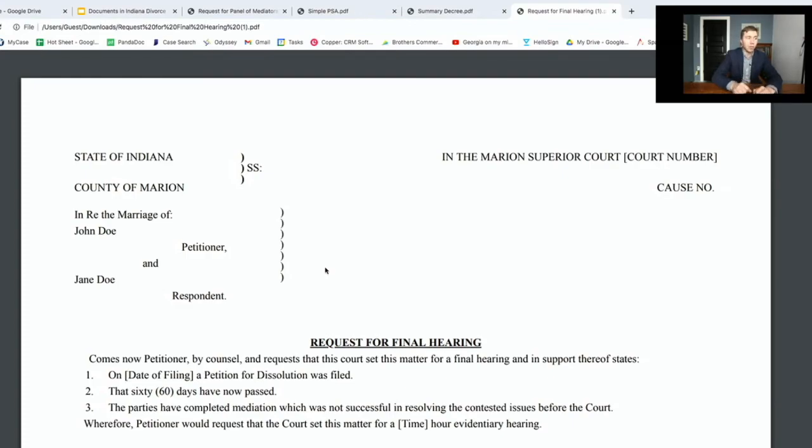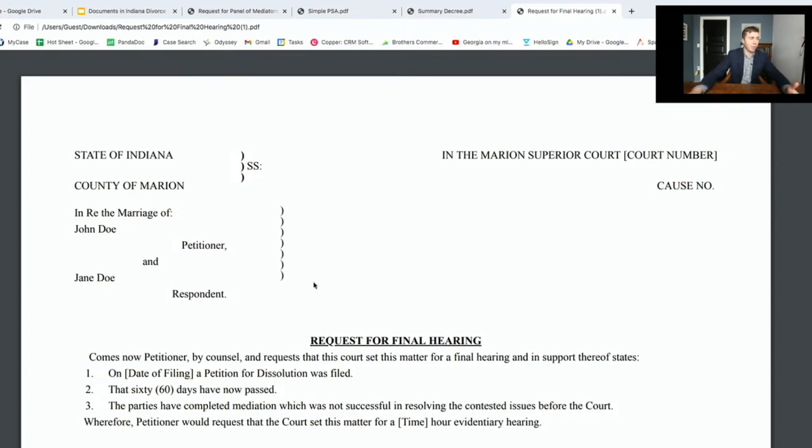You could request a final hearing on only that issue and tell the court that you're stipulating to an agreement on all these other issues. So you can work out a lot prior to a final hearing and then go to a hearing on only part of the issues, or you can request a final hearing over everything. And here's an example on how you'd request that from the court.